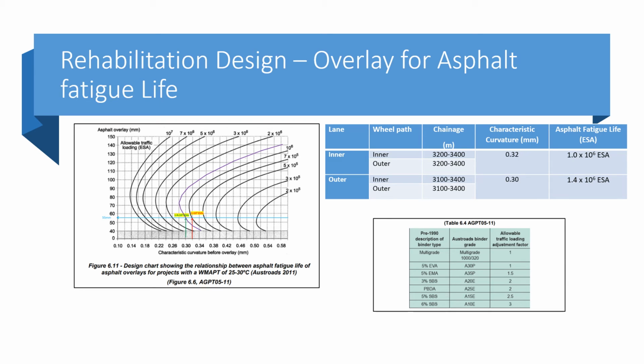For the outer lane, the adjustment factor to the fatigue life due to the use of an A10E asphalt mix is 3. Consequently, the revised fatigue life for the A10E overlay is 3 times 1.4 times 10 to the 6 equals 4.2 times 10 to the 6 ESA, which exceeds the design traffic loading of 4 times 10 to the 6 ESA, and so a 55 millimetre thick A10E overlay is satisfactory compared to the 130 millimetre of C320 dense grade asphalt.